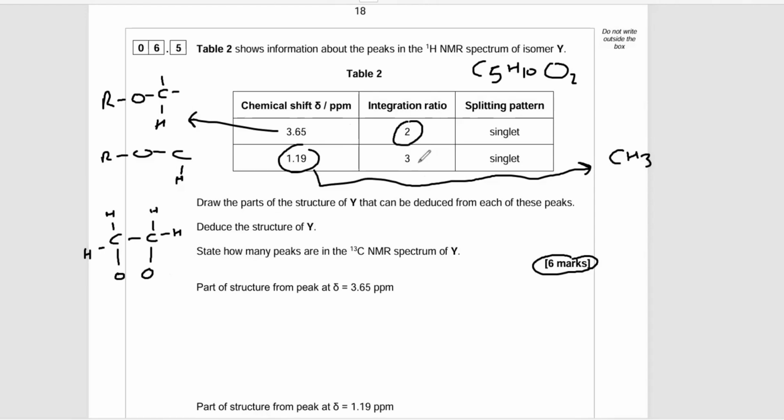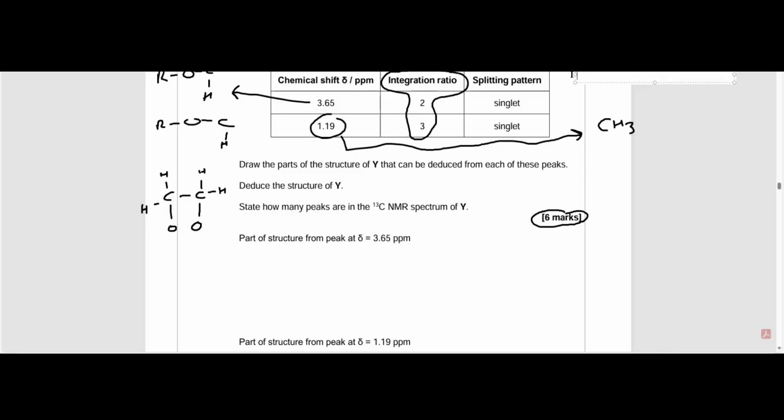So I'm going to do 2 of those RO groups where the R bit is CH2, and I'm going to join them together to make one environment, one peak, like that. Now, 1.19, we're going to go with it CH3, isn't it? We worked out that the chemical shift was CH3. You'll get 1 mark for that, for identifying 1.19 as CH3.